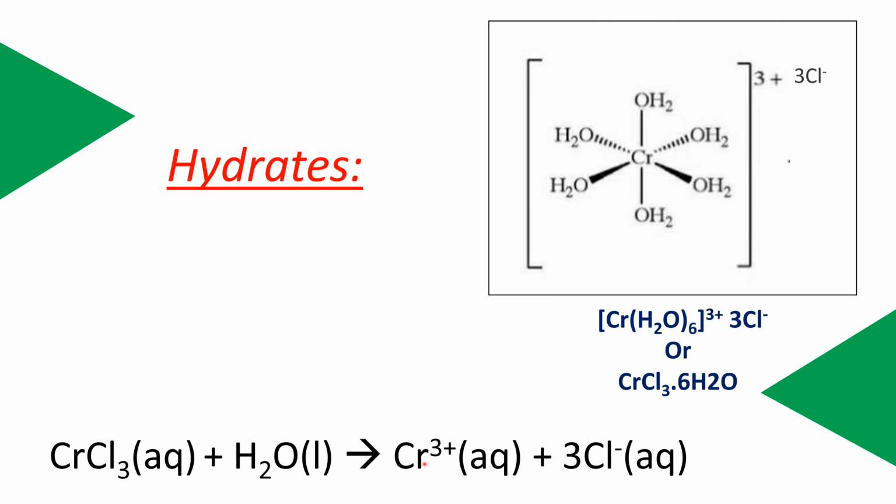The positively charged chromium ion so formed attracts the negative pole of water molecules, that is oxygen, as shown in the figure. This is called a hydrate. Here its name is hexaaquachromium chloride and is written as shown below the figure.